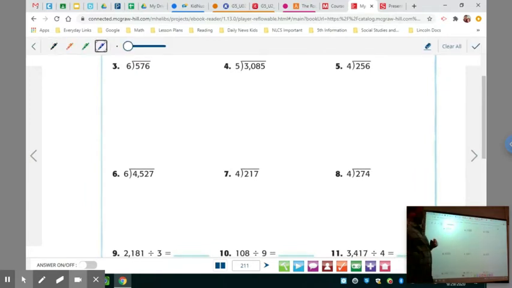Independent practice. All right, now let's go with, nobody blurt answers out. Let's raise our hand for this. Colton, will 6 go into 5? No. Will 6 go into 57? Yes. How many times? 9.